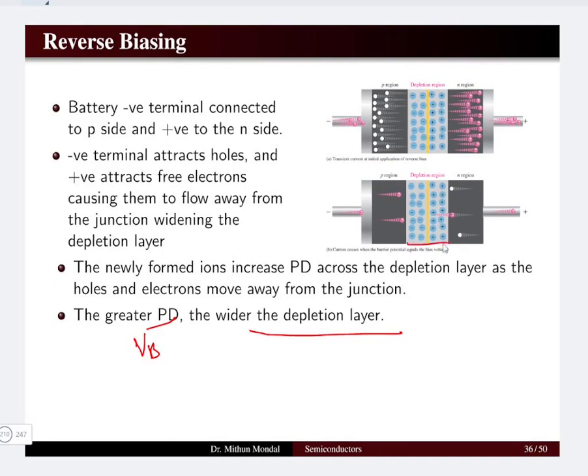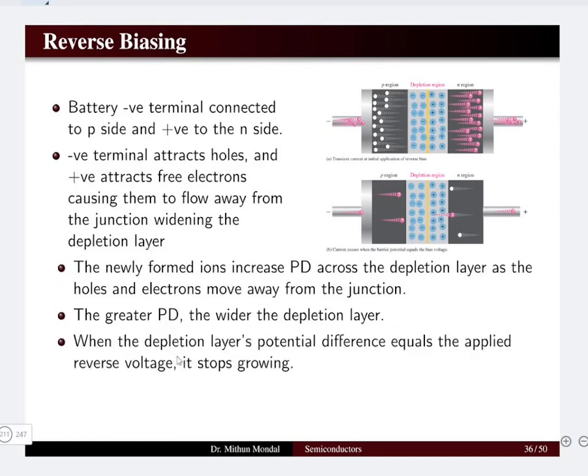So the depletion layer depends upon the barrier potential, and if the barrier potential is more, the depletion layer will be more. When the depletion layer potential difference equals the applied voltage, it stops growing. So you have the supply voltage and you have the barrier potential. When these two are equal, the depletion layer will stop growing and become stagnant.